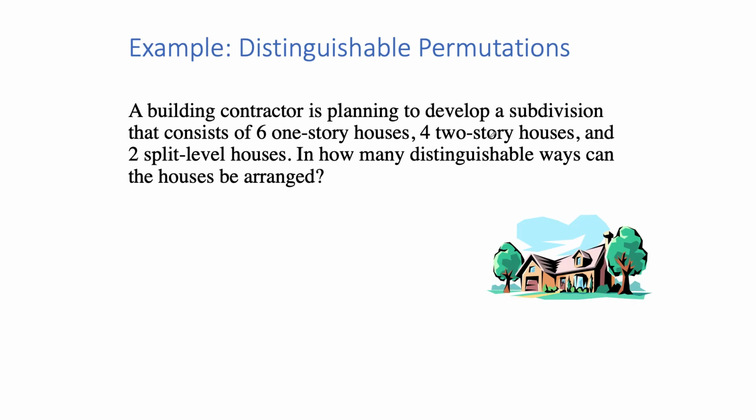So again, let's take a look at an example, and this should make sense. Building contractors are planning on developing a subdivision that consists of 6 one-story houses, 4 two-story houses, and 2 split-level houses. The crucial thinking here is that all the one-story houses are alike. I can't tell them apart. There are 6 one-story houses available, and all of them are basically indistinguishable. They all look the same.